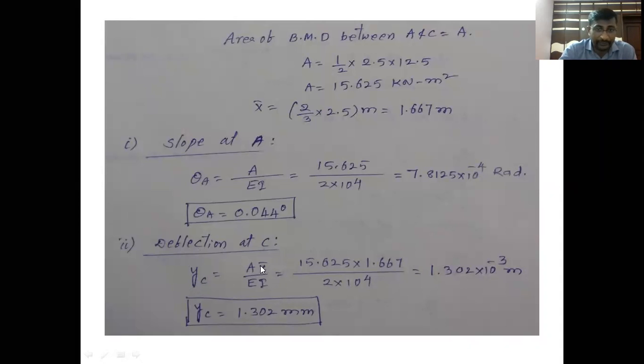Maximum deflection yC is equal to A x bar by EI. These two formulas are very important: A by EI, and A x bar by EI. Here A is 15.625, x bar is 1.667, divided by 2 into 10 to the power of 4. We will get 1.302 into 10 to the power of minus 3 meters. It comes in meters, and the slope comes in radians. Then if you convert the deflection into millimeters, it is 1.302 mm. This is the maximum deflection upon the action of the 10 kilonewton point load at the center of the beam. These two are the maximum slope and deflection in the beam.